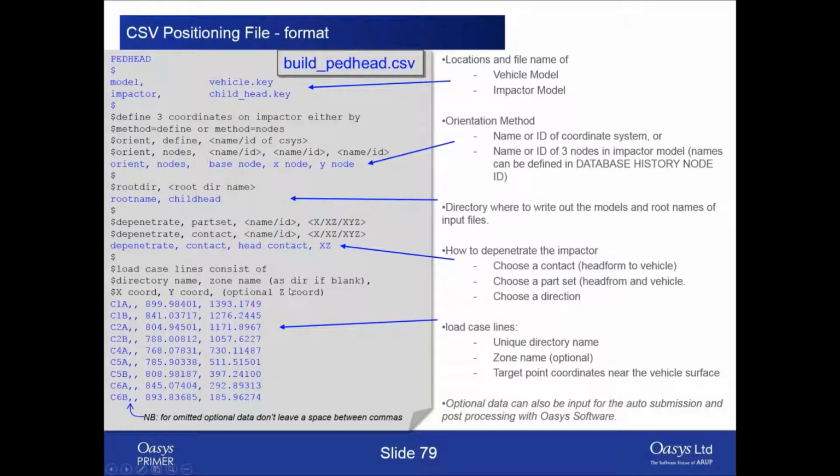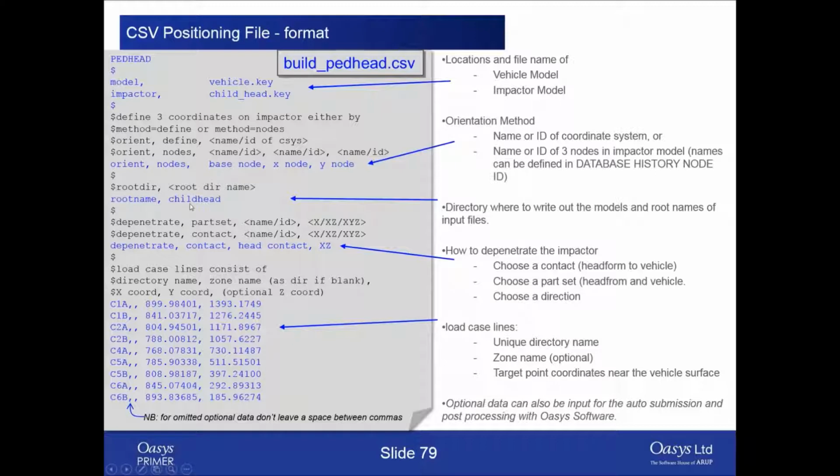So this is what the positioning file, the targeting file looks like. Essentially at the top here, you have the type of load case that you're looking at. So this is ped head, pedestrian head impact. You reference a model and an impactor. There's information here on the orientation of the impactor. We're going to be moving this impactor around in a local coordinate system, and we need to know some information as to what that local coordinate system is. That's how it's defined here.